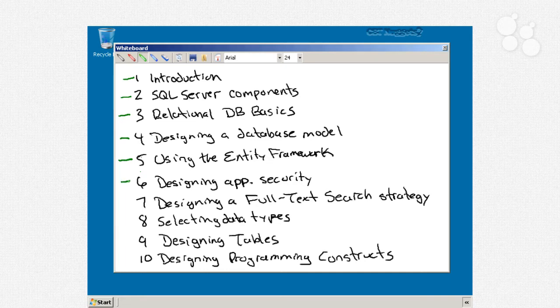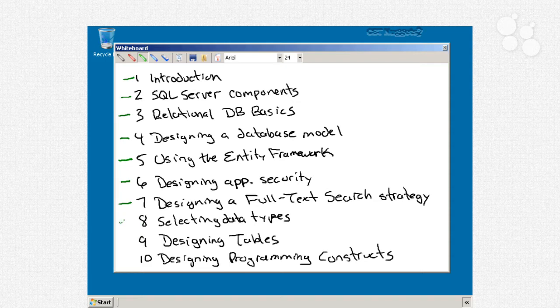In Nugget 6, we'll talk about designing application security, always something that's very important to keep in mind. And in 7, we'll talk about designing a full-text search strategy. So if you've got a database application that's going to need to use full-text search, you'll know the terminology and the techniques and the right decisions to make.